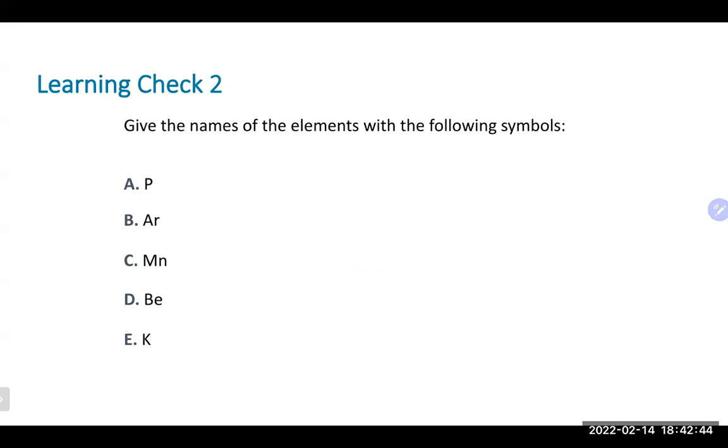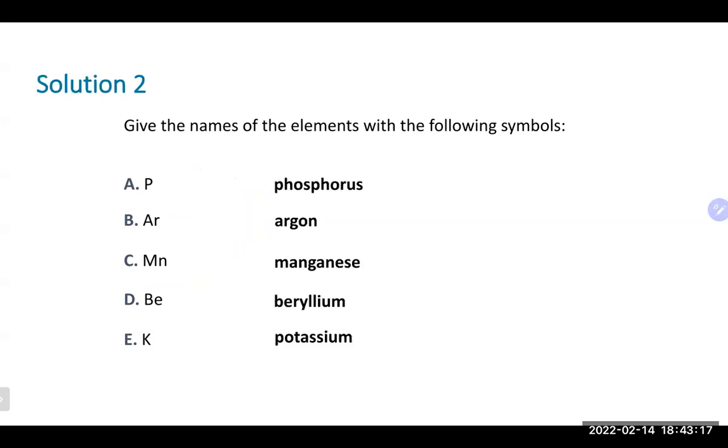All right. So let's just go through some of these here. P is phosphorus. Ar is argon. That is actually manganese, not magnesium. So Be is beryllium, and then K is potassium. I think we have it on the next slide, so much better writing than I did. Any questions on symbols, elements?